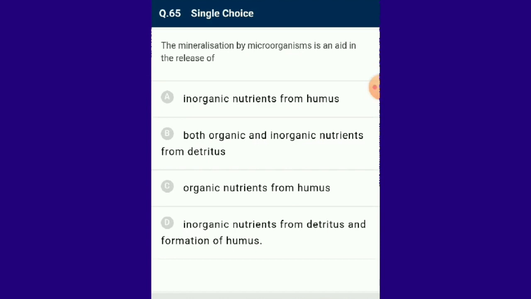Question number 65. The mineralization by microorganism is an aid in the release of. The mineralization by microorganisms aids in the release of inorganic nutrients from humus. So the answer for this question is option A. Decomposition is a process in which the physical and chemical breakdown of complex organic matter takes place with the help of decomposers.